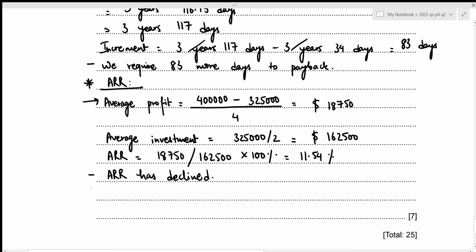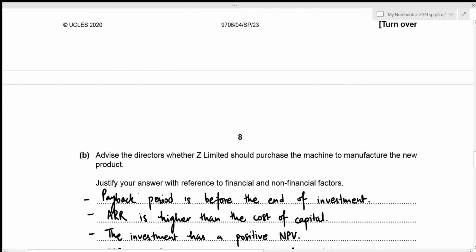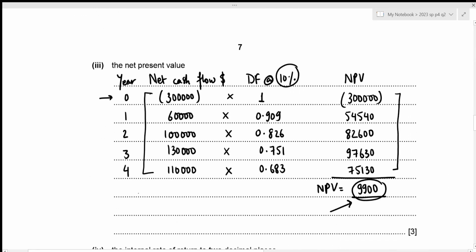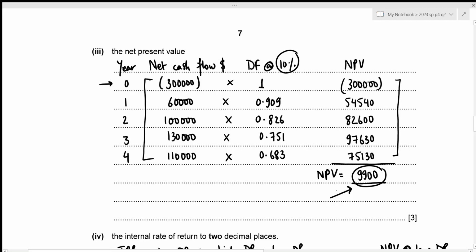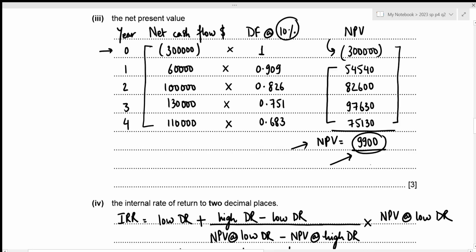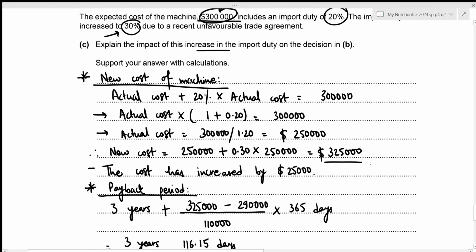Okay, then the next thing that we can figure out will be the net present value. And in order to figure out the net present value, only our initial outlay has changed, and the remaining net present value for the years 1, 2, 3, and 4 is going to remain constant. So in order to figure out this total value, we just need to change this amount to 325,000 and keep the other values constant. So that's 54,540, 82,600, 97,630, and 75,130.